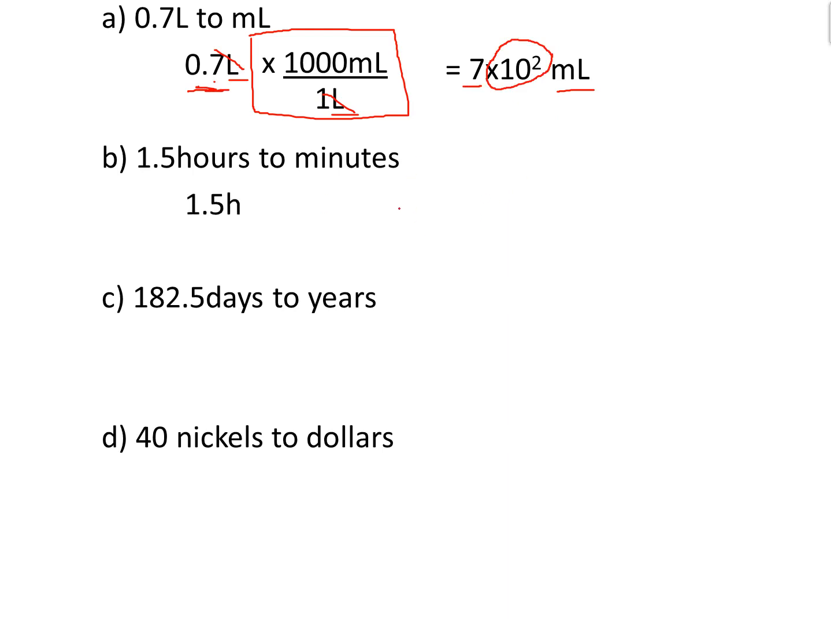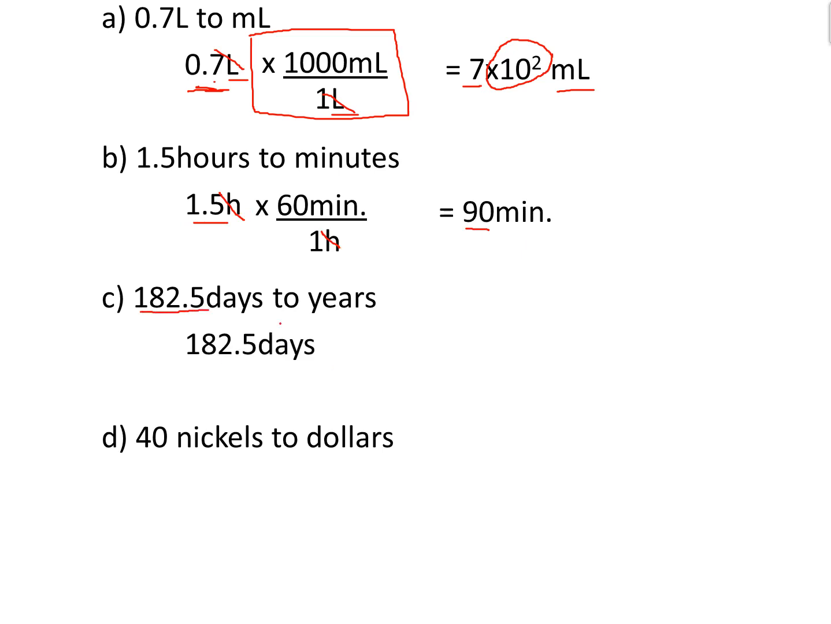Next one, 1.5 hours to convert to minutes. We want to put hours on the bottom, minutes up top. We know the ratio is that 1 hour has 60 minutes in it. Hours are going to cancel out, and our answer will be in minutes. Again, 2 sig digs in our question going in, 2 sig digs coming out. This one here has 4 sig digs, so we can answer in 4 sig digs.